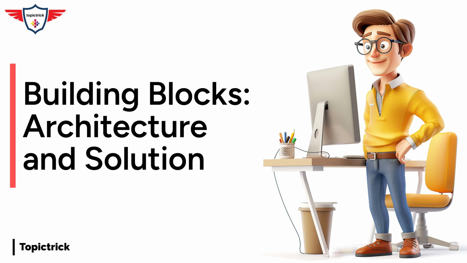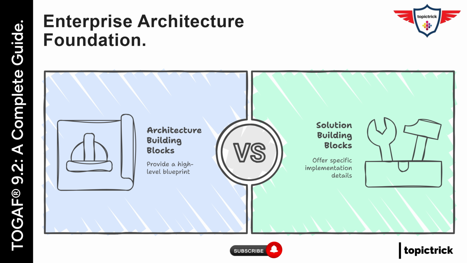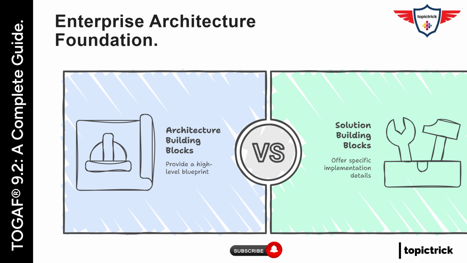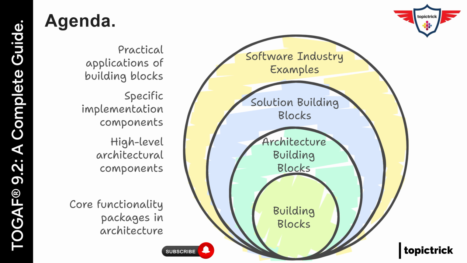Have you ever looked at a complex IT system and wondered, how do they even start building something like that? Well, imagine trying to build a skyscraper without bricks, steel, or a clear plan. The same logic applies in enterprise architecture, except our bricks are called building blocks. And today we're diving into two of the most important types: architecture building blocks and solution building blocks.